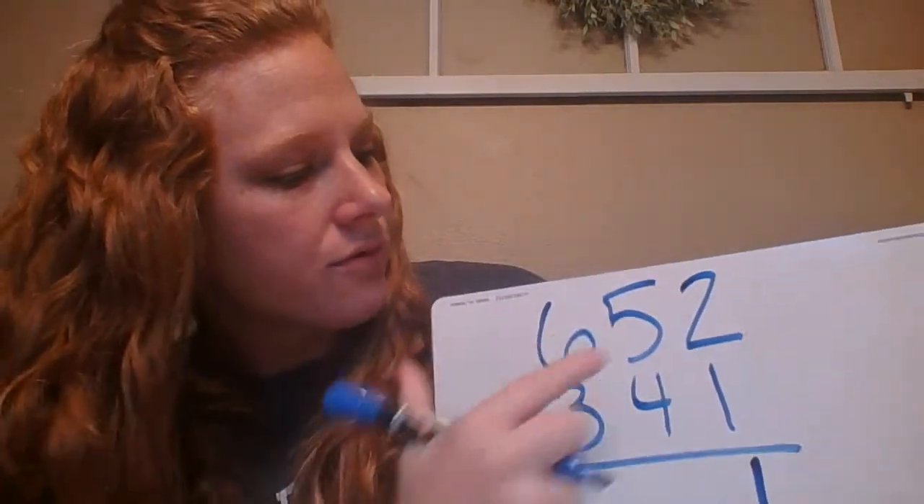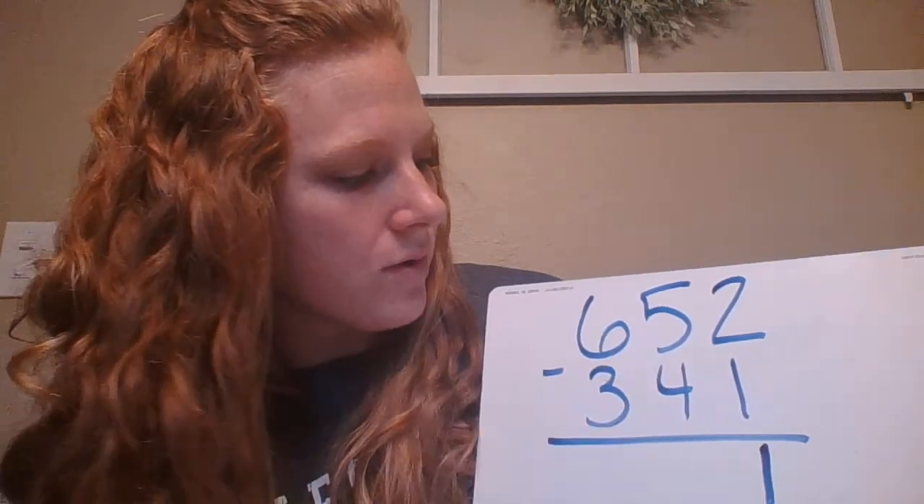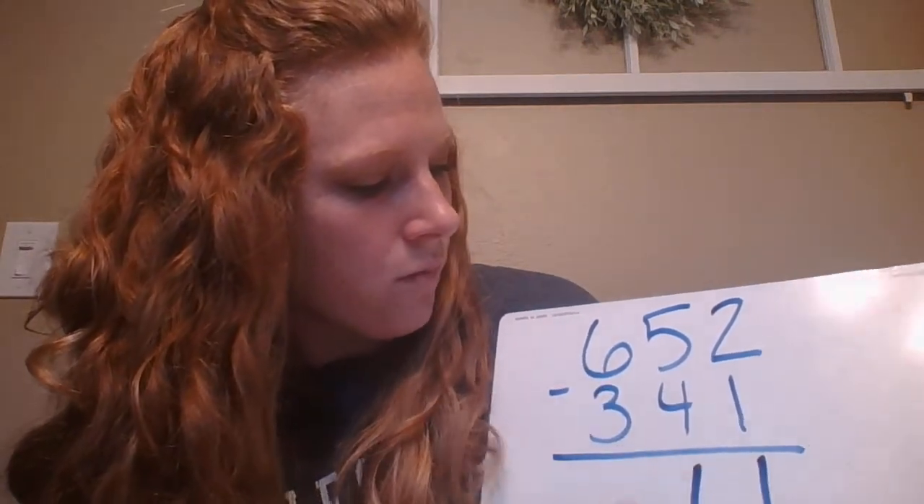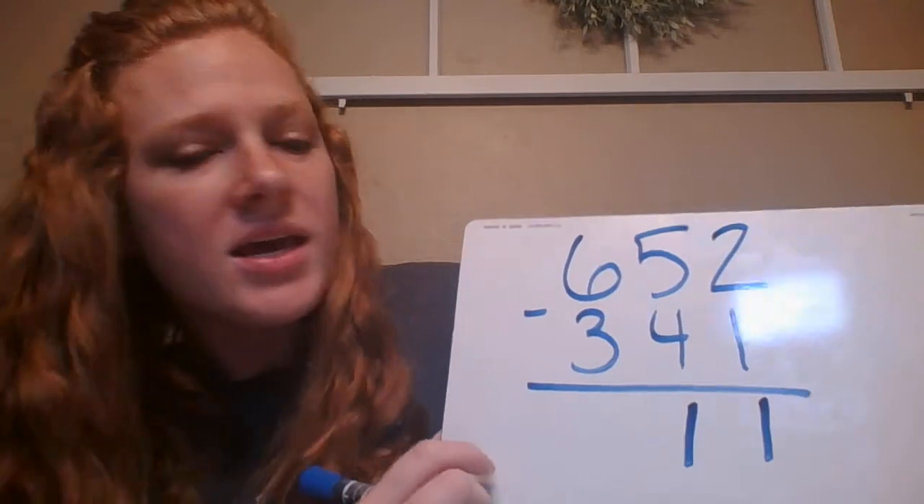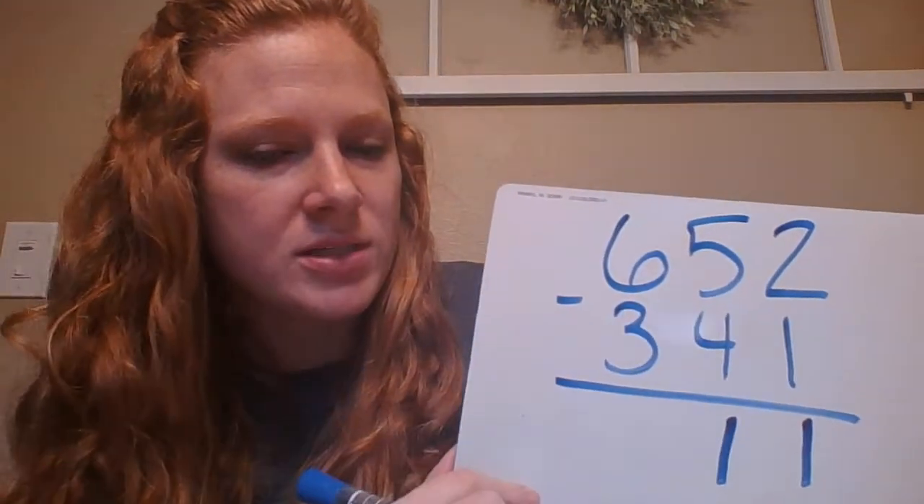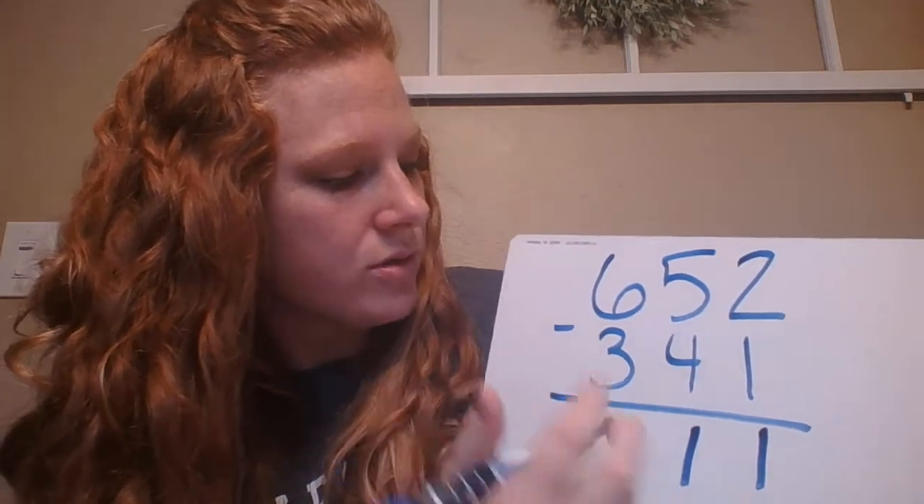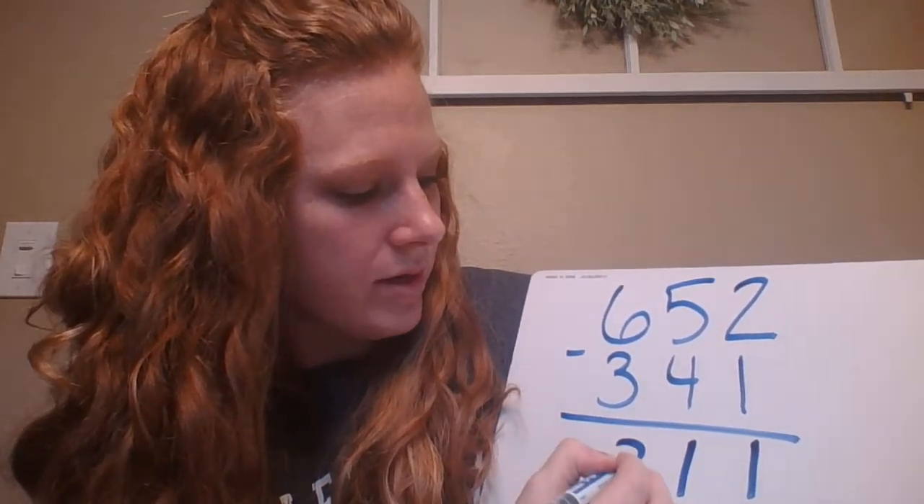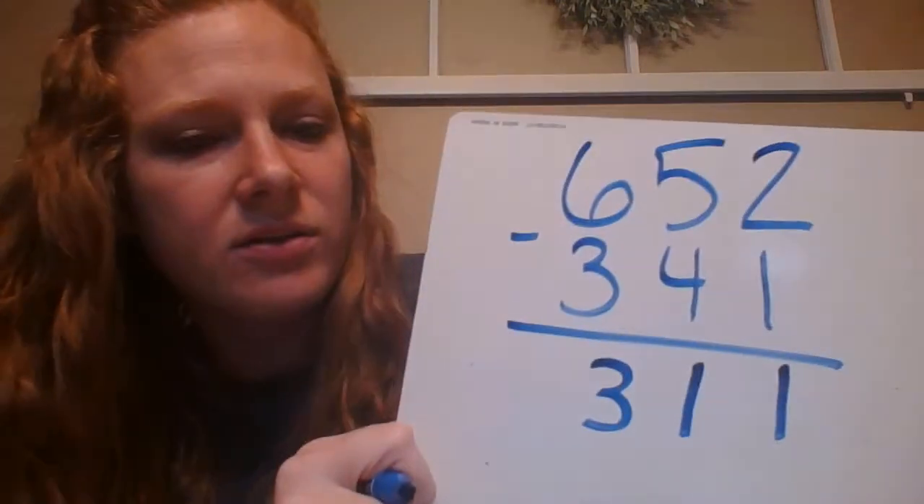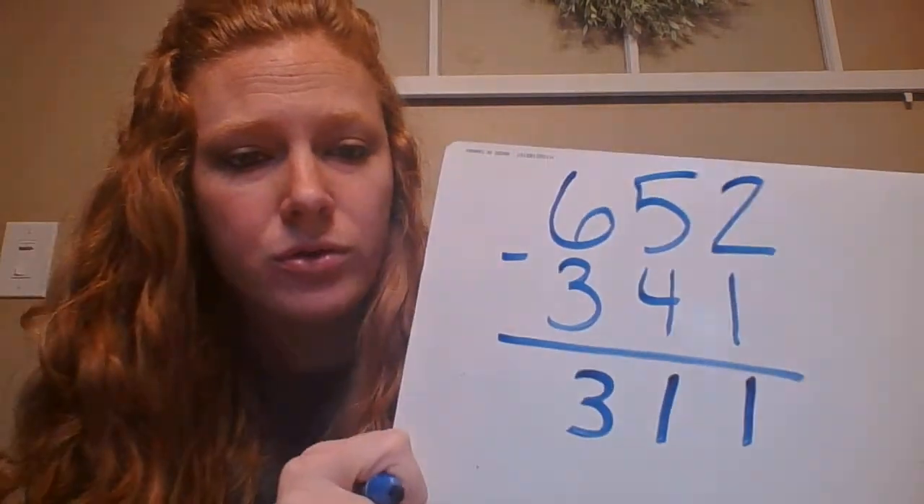Next, we're going to do 5 minus 4, 5 menos 4, which is also 1. And our last two numbers to subtract are 6 minus 3, or 6 menos 3, which is 3. So that gives us a final answer of 311, or 311.